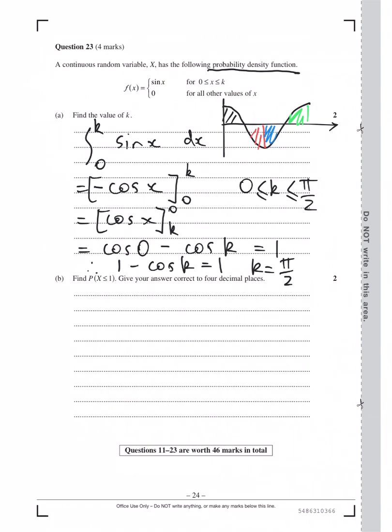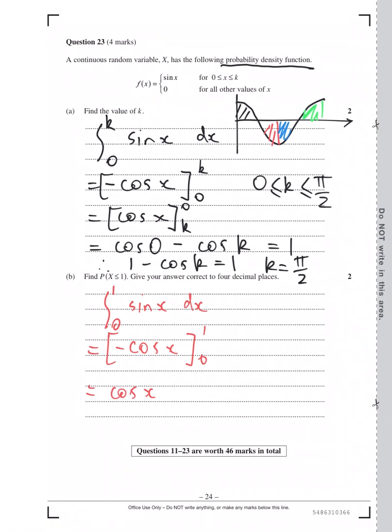So we need to find the probability that x is less than 1, giving your answer to 4 decimal places. Now that is not the same as the probabilities all adding to 1. What we are finding here is we're going to take our value between 1 and 0 of sine x dx and go and substitute those values in. So what that's going to give me is, again, I've got my negative cosine x between 1 and 0. I'm going to switch those boundaries. So it's cosine x between 0 and 1.